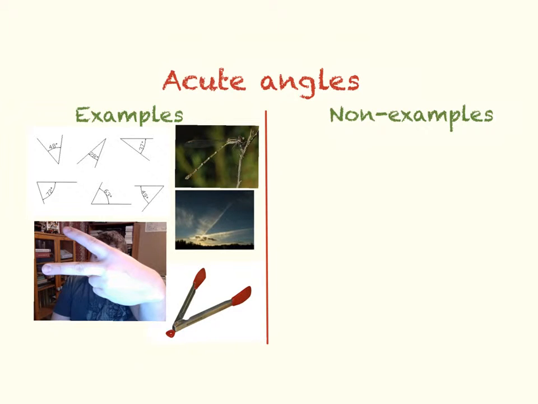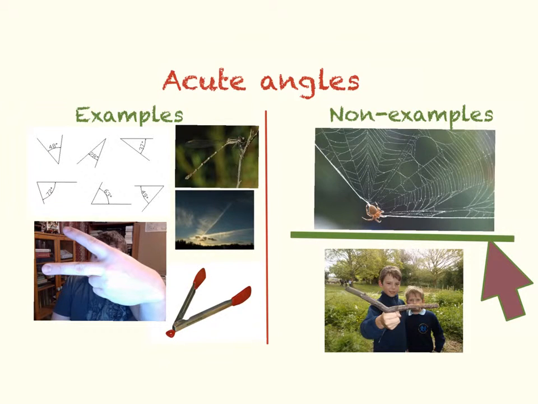The second word is a specific type of angle. Acute angles, and here are some examples of some acute angles. And these are some examples of acute angles. Now here are some non-examples of acute angles. Check out some of the patterns.